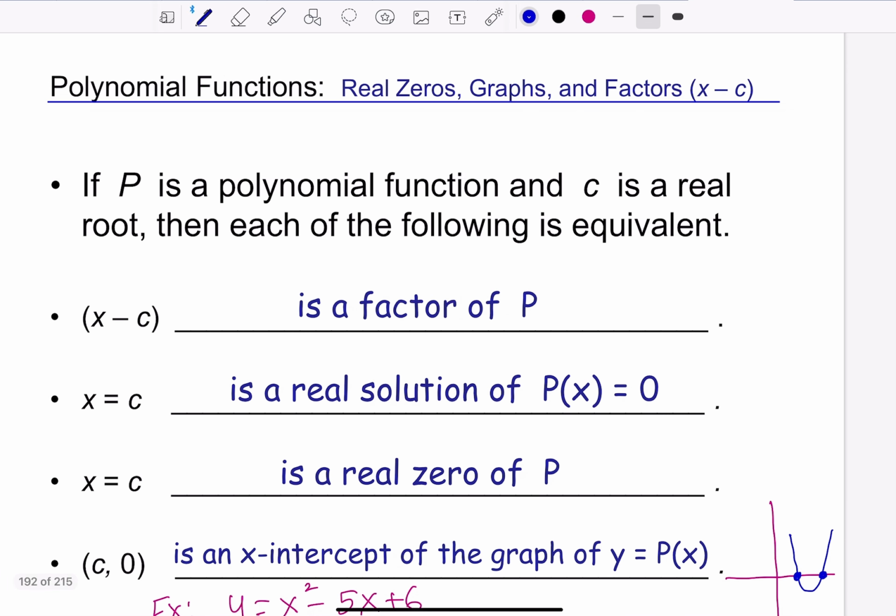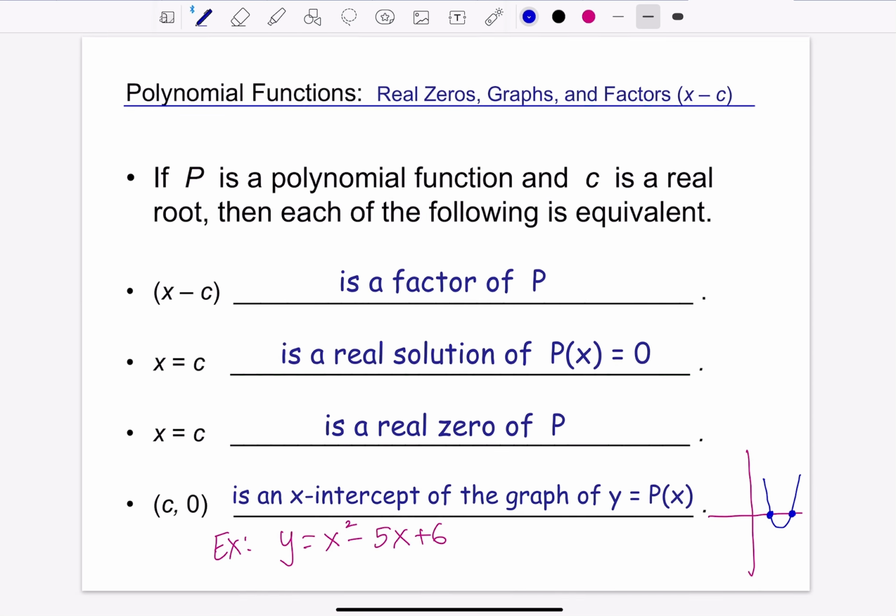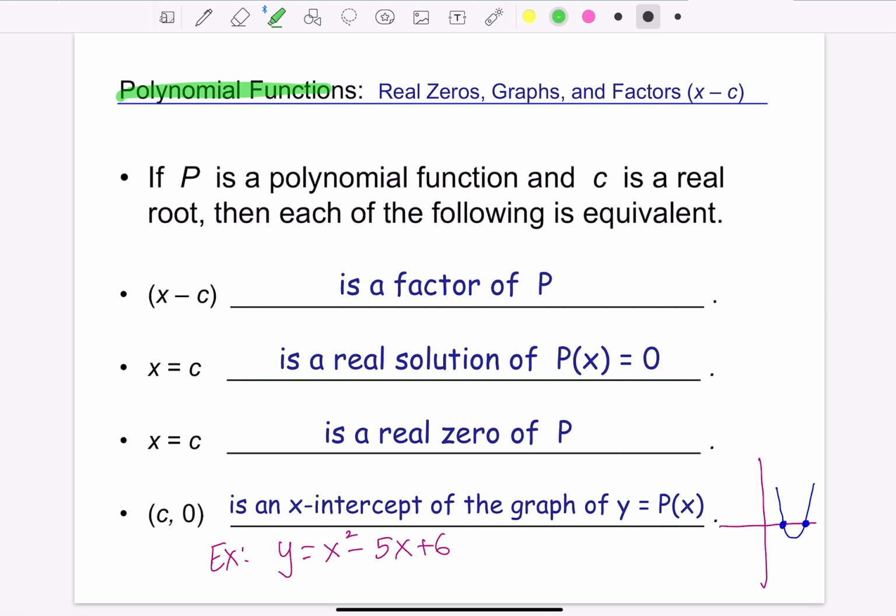Polynomial functions, real zeros, graphs, and factors x minus c. So for a polynomial function, if p is a polynomial function and c is a real number, then each of the following is equivalent. X minus c is a factor of p. X equals c is a real solution of p of x equals 0. X equals c is a real zero of p. C, 0 is an x-intercept for the graph. Here's an example. I took an easy example for a quadratic polynomial: y equals x squared minus 5x plus 6.